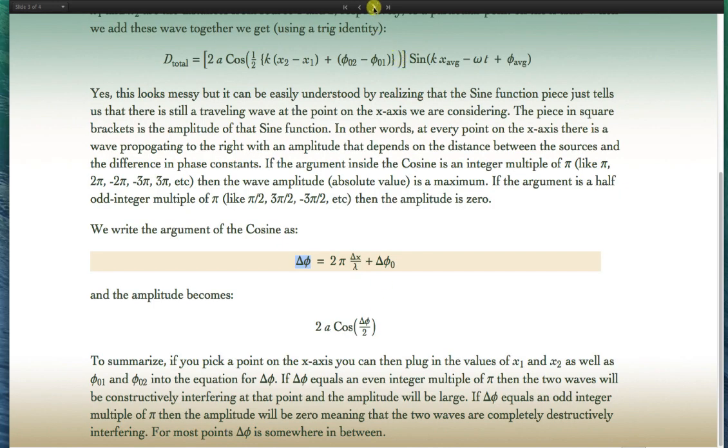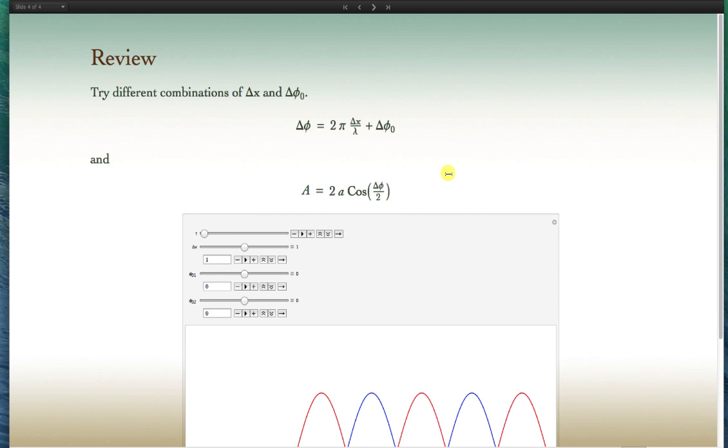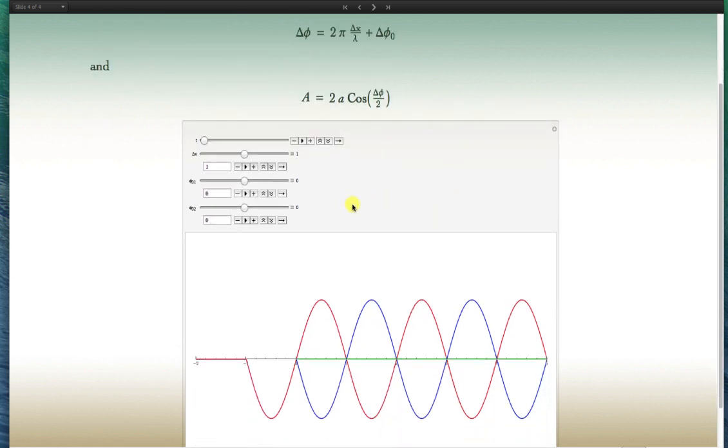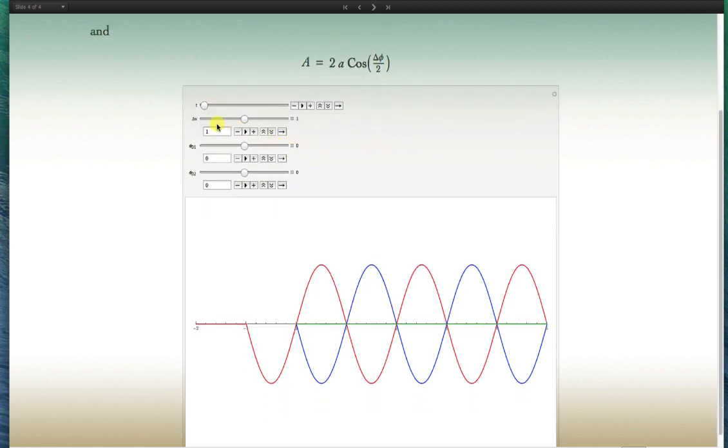So we can go through and look at a bunch of examples of this, but I encourage you to play with these numbers, play with these animations, and remember these two equations. They're key to understanding all this. So again, we can have our wavelength is again 2 meters. We can have a separation of 1 meter, that's a half a wavelength. And the two waves are in phase with each other.